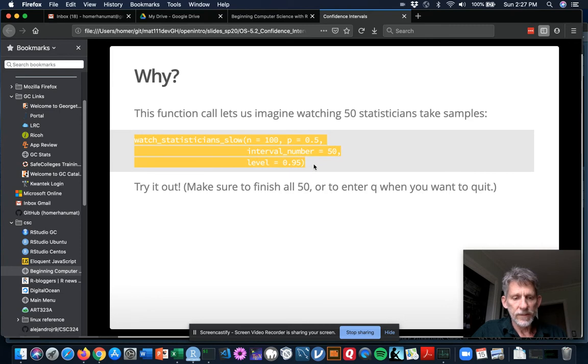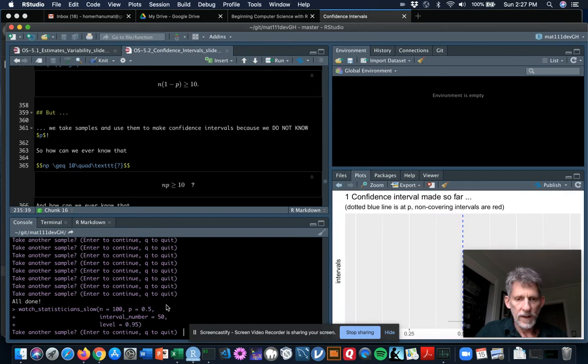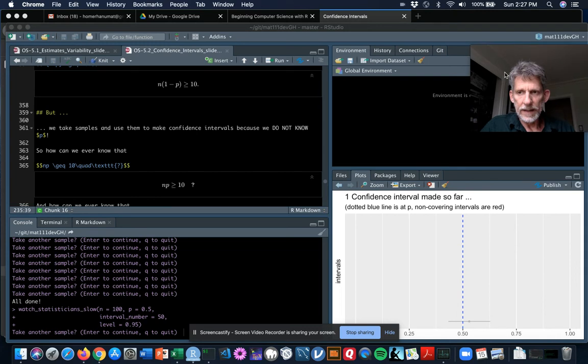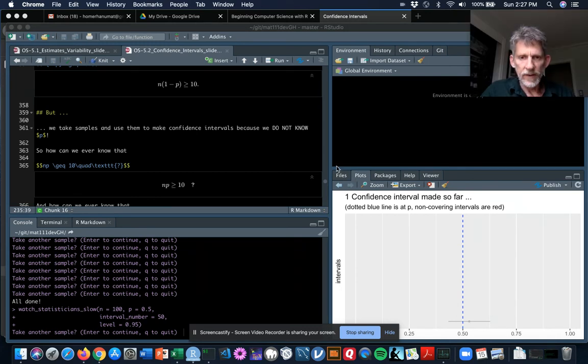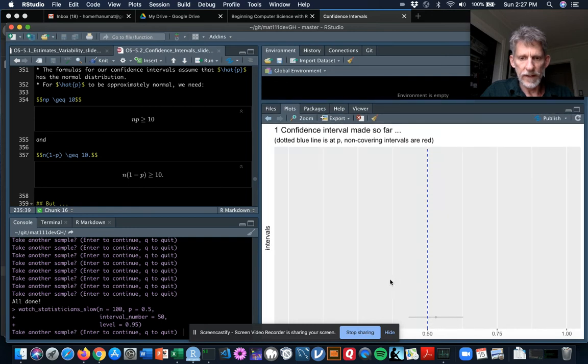So I'll take this command, copy, and I'll head to RStudio, and I'll paste it into the console. And I get some stuff going on here, and I need to get myself out of the way. I'll do that. Okay. And I think I will also widen up the graph a bit, make it a bit bigger for you to see. Alrighty. And you can see down in the console that it's asking, take another sample.